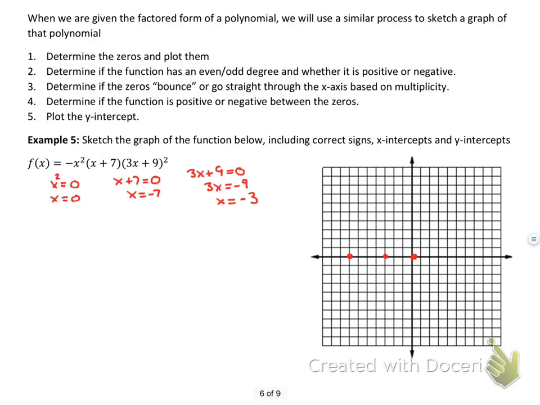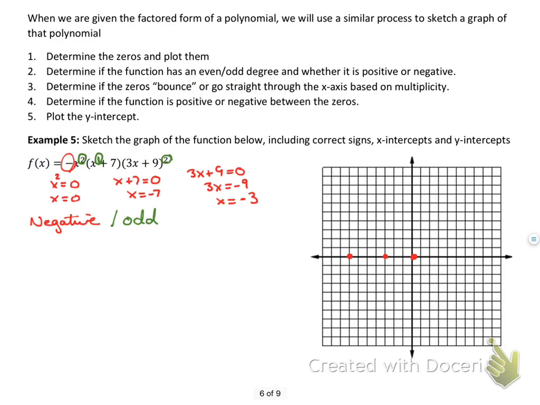Now we need to determine if the function has an even or odd degree and whether it's positive or negative. So here's how we're going to do this. First, it's negative. We know that automatically because of this right here. Then for the power, we're going to add these up. So it's squared, and then a 1, and then another square. So 2, 3, 4, 5. So it's odd.